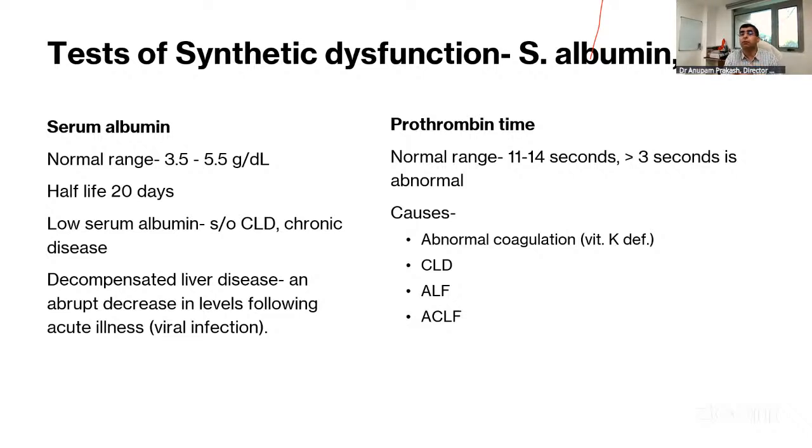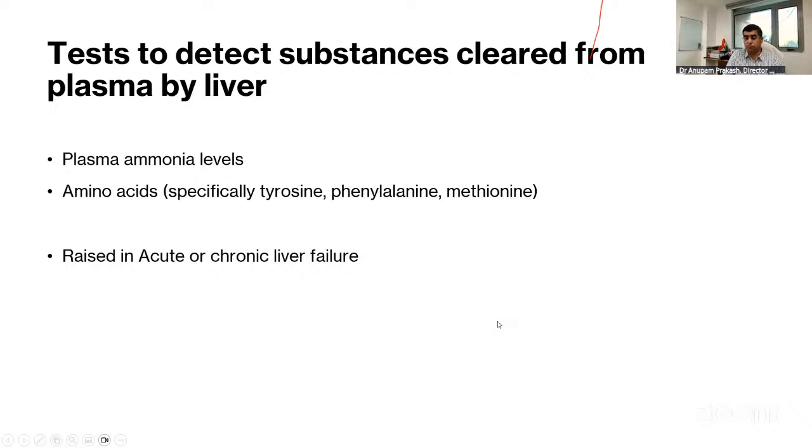So that is what will indicate that there is a prothrombin time which is abnormal and which could be a manifestation of abnormal coagulation or vitamin K deficiency. If not, then your patient is sick. It could be a manifestation of chronic liver disease, acute liver failure, or acute on chronic liver failure. This is very, very important because then you will need to take care of these patients on a critical basis.